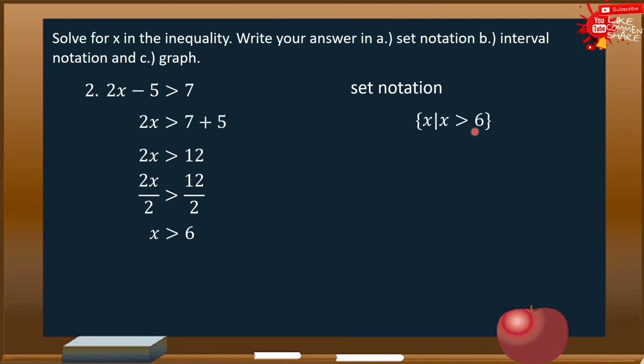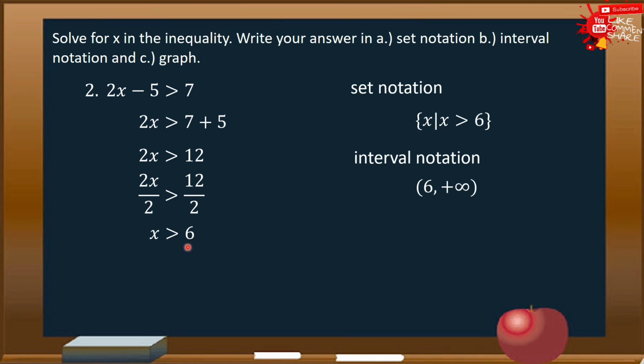Now, for the interval notation, dahil si 6 yung pinakamaliit na value dito, pero 6 is not included, so isusulat natin siya sa left side, and then mataas sa 6 yung value, so hindi naman natin madidetermine kung ano yung pinakamataas na value, that's why we use positive infinity. Now, take note, ang nilagay natin na symbol sa 6 ay parenthesis because 6 is not included in our value for x.